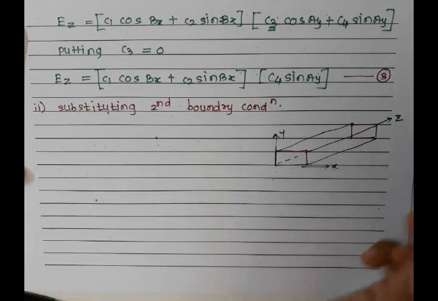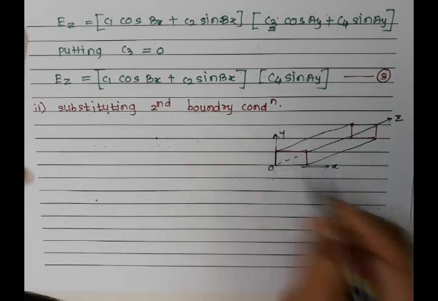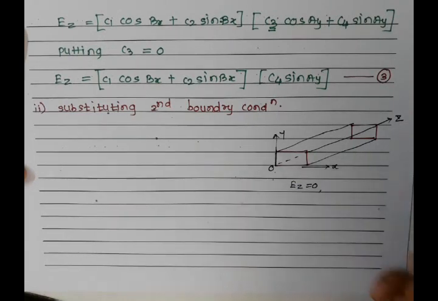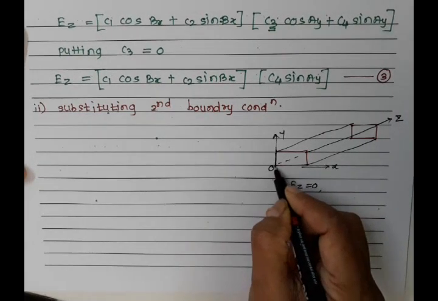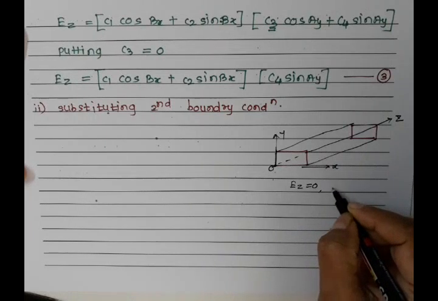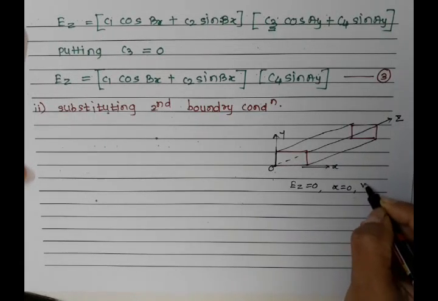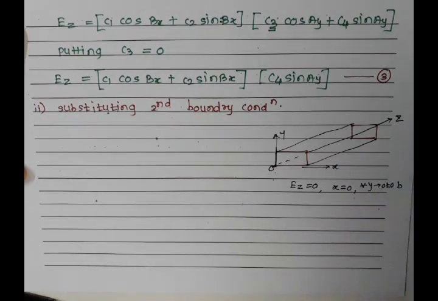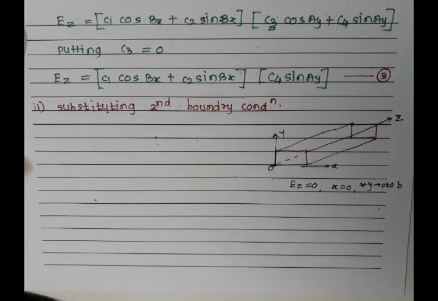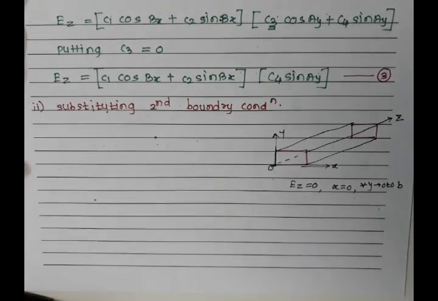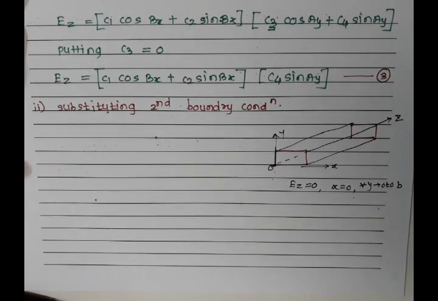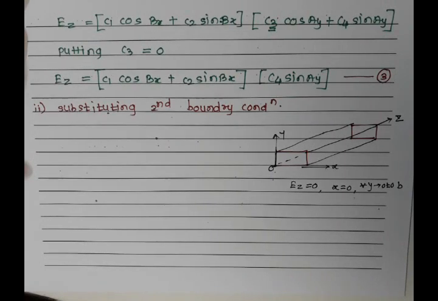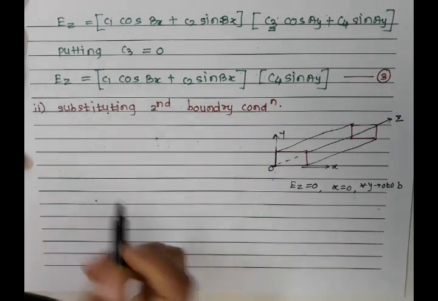So here if I am talking about this side 0, okay, here Ez is equal to 0. For what? Ez is equal to 0 where x is equal to 0, okay, and y varies from 0 to b. So this is the condition over there at the right hand side. Now here if I put all the equations which we are using here, applying the second boundary condition, this is the condition. So I will put this, now this is the equation which I have got.